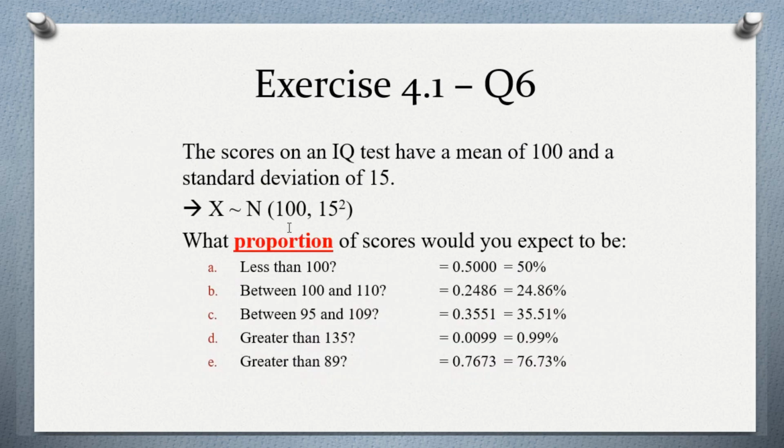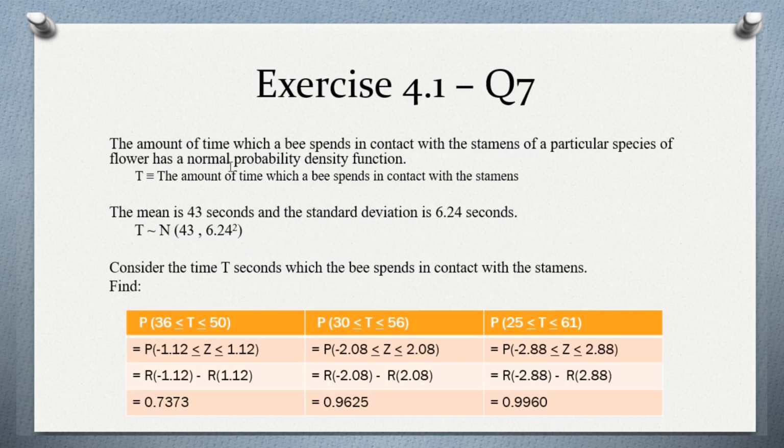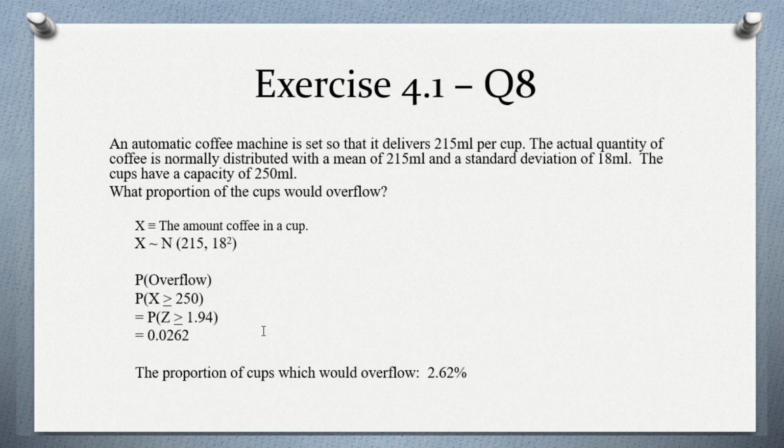Okay, so question 5 should be all right as well. Same thing, very repetitive. What proportion? Again, I'm highlighting proportion here because it needs to be in percentage. So shouldn't be a problem. Same goes to this. They've given you the mean, they've given you the standard deviation. All you need to do is basically find the Z-score, put it into your calculators and find it.